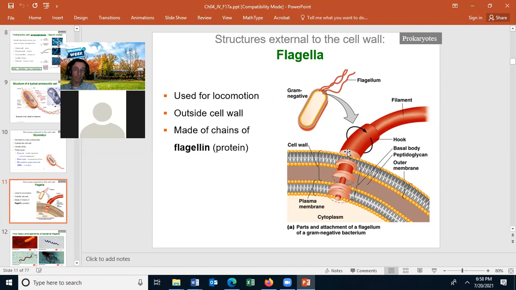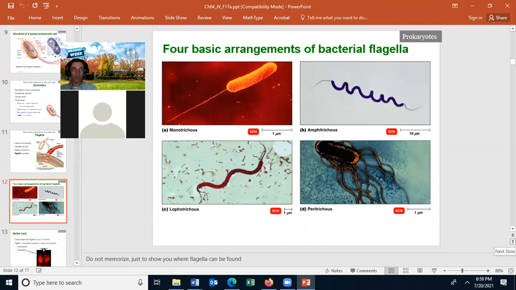In humans, the cells of the trachea have flagella, or is that cilia? Just a minute, let me think about that. Sorry, the cells of the trachea have cilia, which is something different. I'll talk about it later. The only cell that humans have that have a flagella is the sperm cell. Is that right?